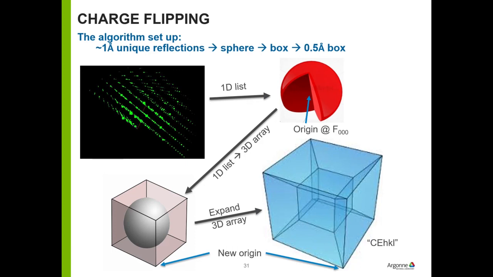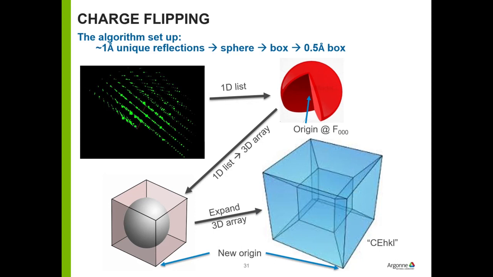In order to do this, you have to take that set, fill it out to the full sphere of reflections. You then put that in a box, which has whatever dimensions happen to be, and then you expand that so it goes to a half angstrom resolution. The reason why you do this is because the Fourier transform of this is going to give you the electron density map, and you want that grid to be something like a half or a quarter of an angstrom. So the reciprocal space and real space grids have to be the same, because that's how the fast Fourier transform routines work. And the other thing done is to shift the origin from the center at 0, 0, 0 to one of the corners.